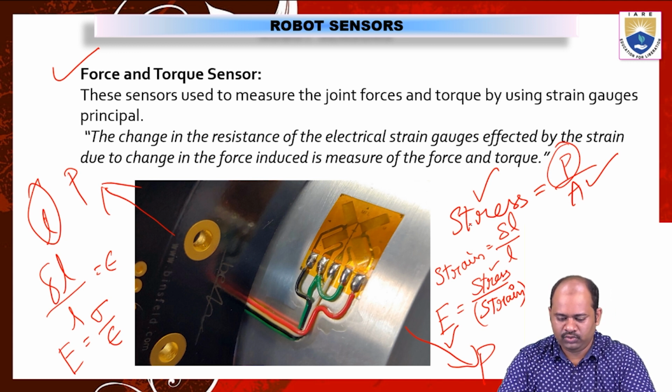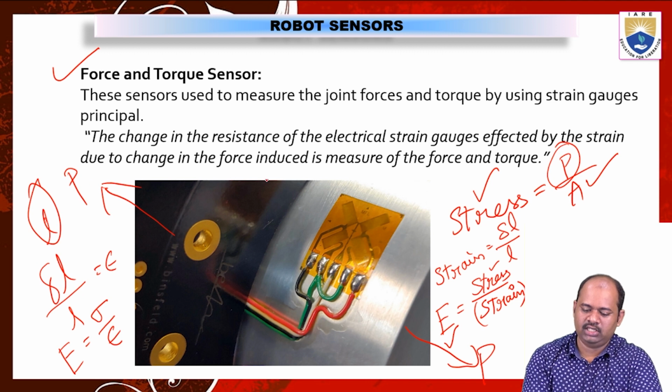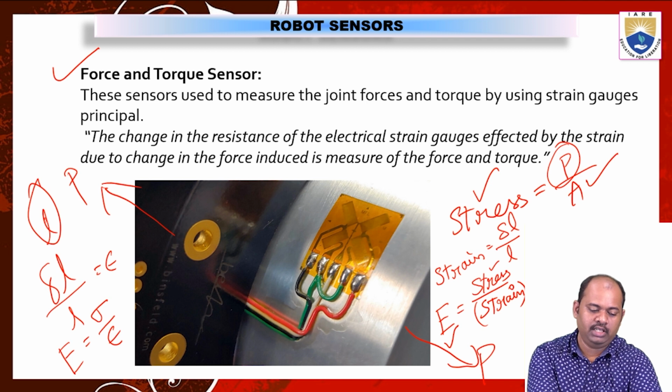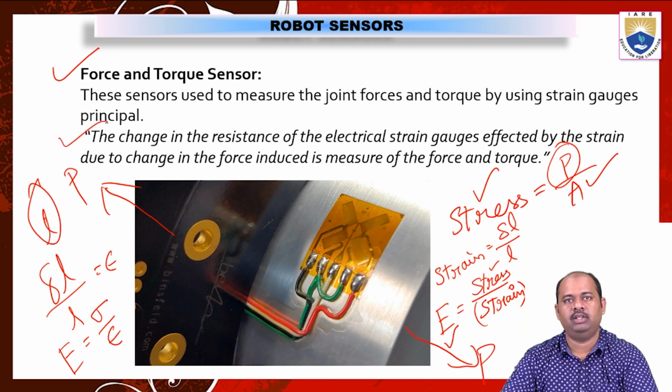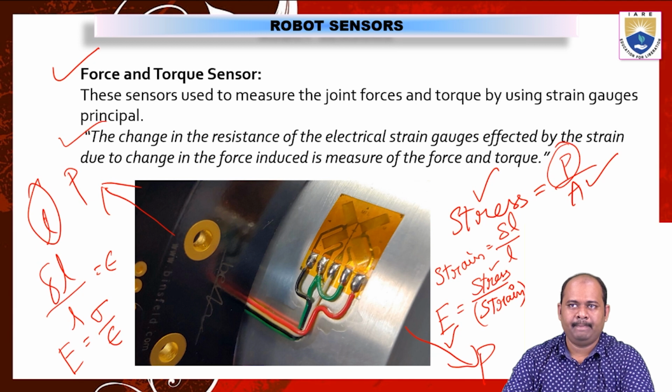So these sensors are used to measure the joint forces and torque by using the strain gauge principle. The change in the resistance of the electrical strain gauge, affected by strain due to change in the force induced, is a measure of the force and torque. Now we are actually studying the principle of the strain gauge. See here in the second paragraph, it is given the change in the resistance of the electrical strain gauge. Whenever there is a change in the resistance of the strain gauge, it is affected by the strain.